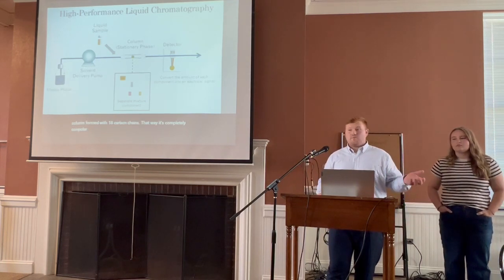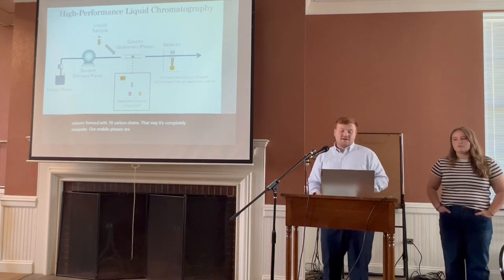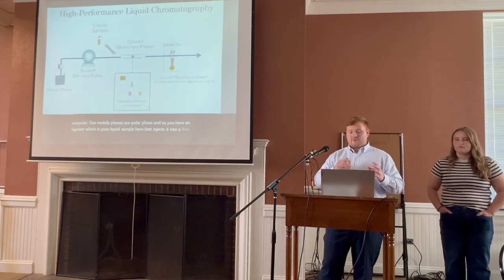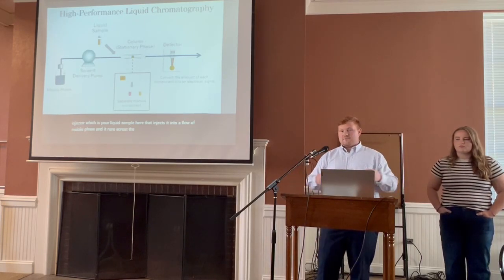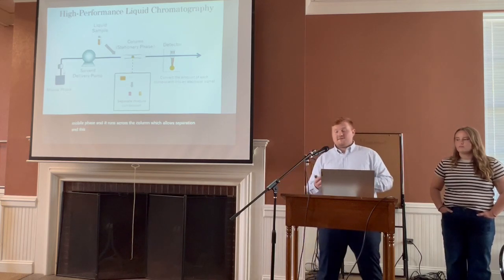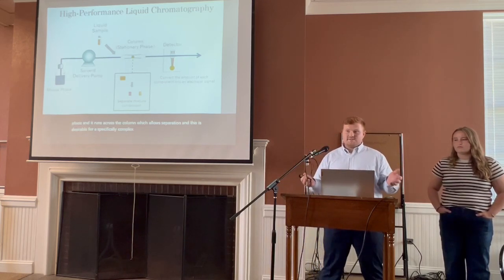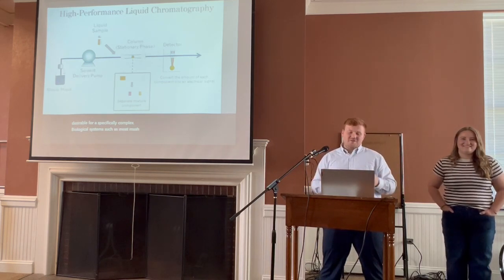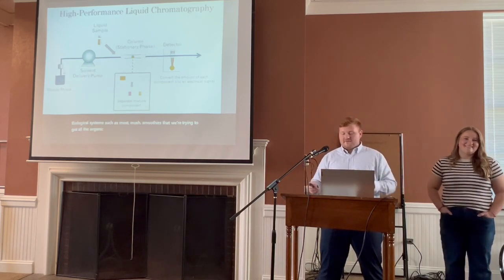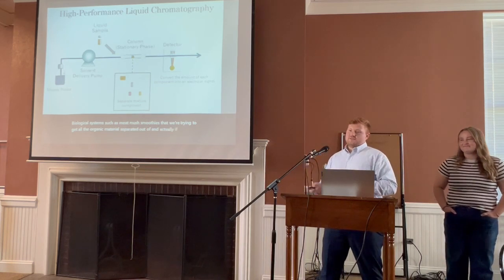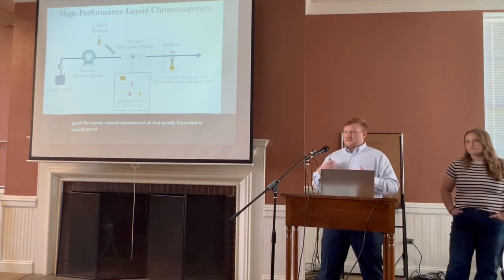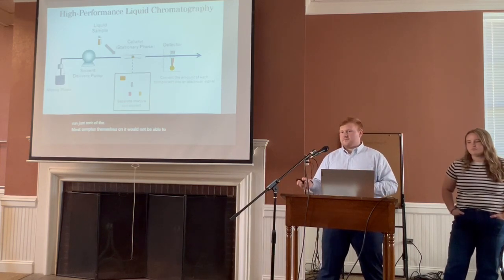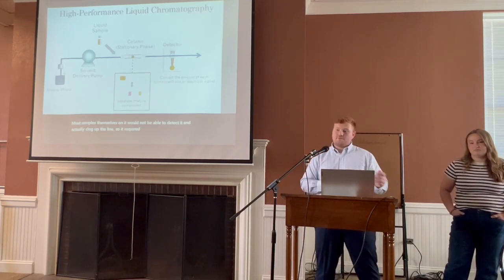Our mobile phase is polar, and you have an injector, which takes your liquid sample and injects it into a flow of mobile phase, and it runs across the column, which allows separation. This is desirable specifically for complex biological systems such as meat, a mush, smoothie-ishness, that we're trying to get all the organic material separated out of. If you tried to run the meat samples themselves on it, it would not be able to detect them and would actually clog up the line. So it required some sample preparation on the front end.